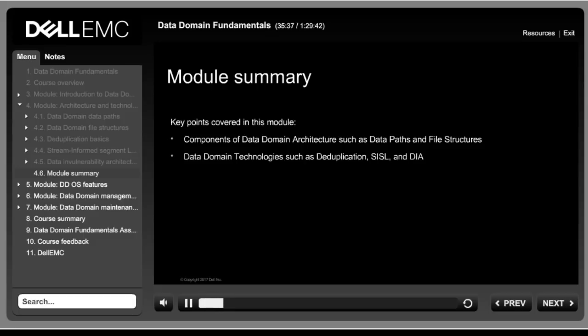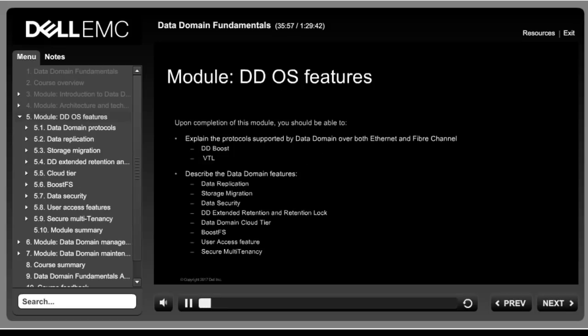This module covered an overview of data domain architecture, its data paths and file structures. It also describes deduplication and how SISL is used to implement inline deduplication. The data protection solution DIA is also explained. This module focuses on the features and benefits of data domain operating system.